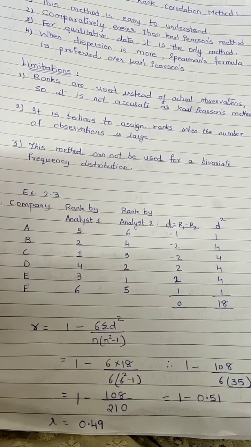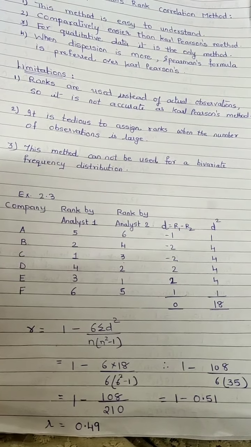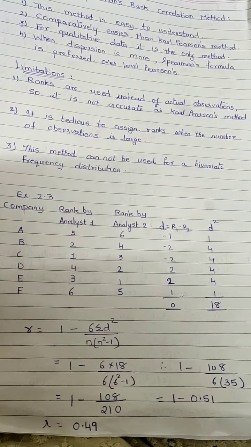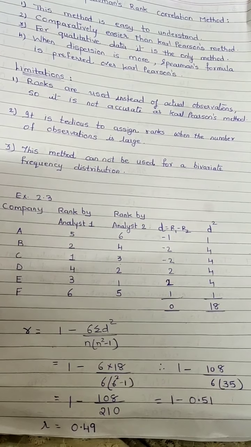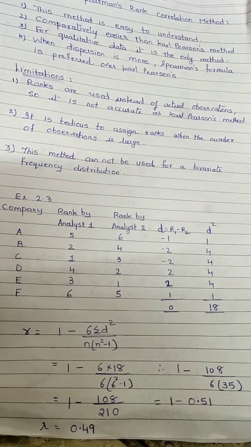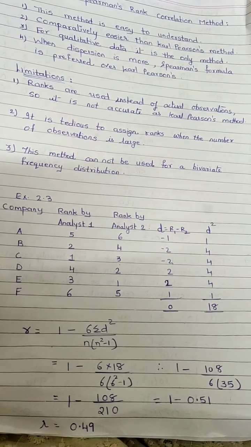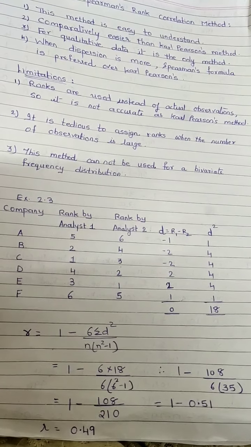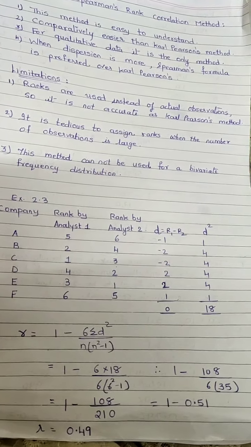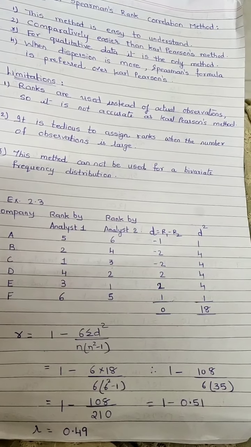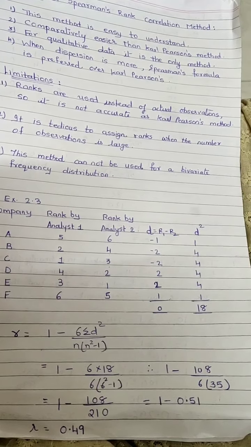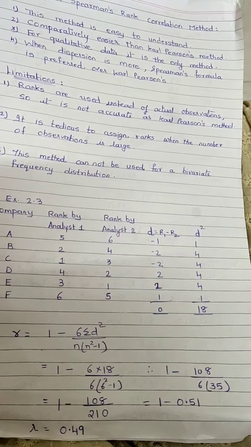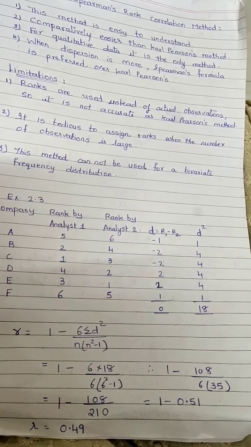Substitute the values: 1 minus 6 into sigma D square 18, divided by n. Number of observations are 6. So 6 into 6 square minus 1. 1 minus, multiplying 6 into 18, 108. 6 square, 36 minus 1, 35. Multiplied by 6, 210. So 1 minus 108 divided by 210 comes to 0.51. So 1 minus 0.51, that is R equals 0.49.